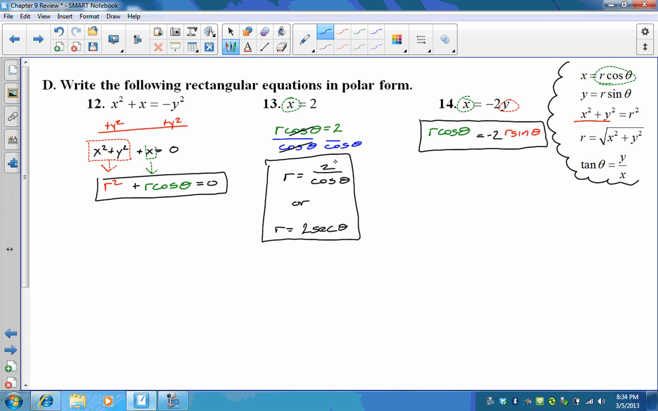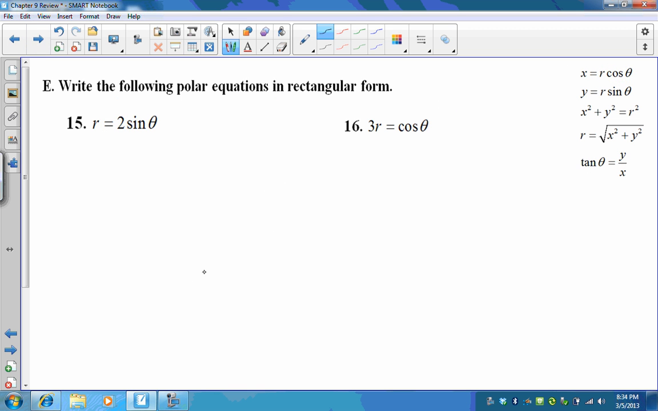Alright, so there is converting some rectangular equations into polar. The more difficult type, though, is converting polar into rectangular. So here are our formulas over here. And what I want to do is somehow steer these equations into something like this.